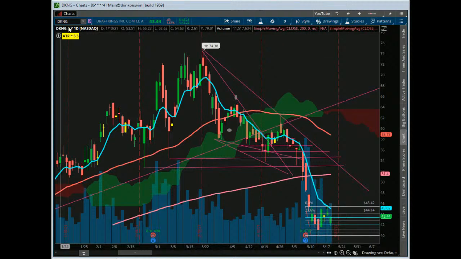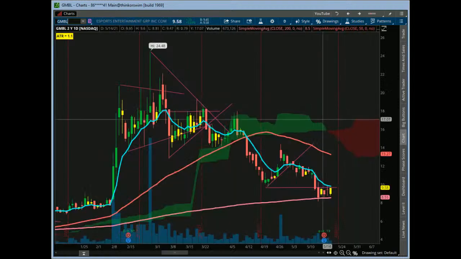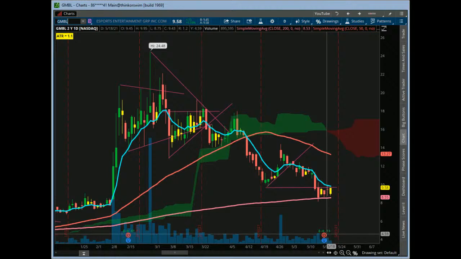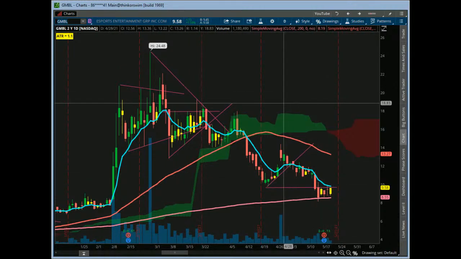Cool. And then GMBL, let's take a look. Another kind of gambly type name. So inside day here under the 80 MA, sandwiched between the 200 and the 8, right? So see if we take that up here again. It had a little bit of a kind of earnings type thing, but let's see if we can get going off of that. So good stuff there.